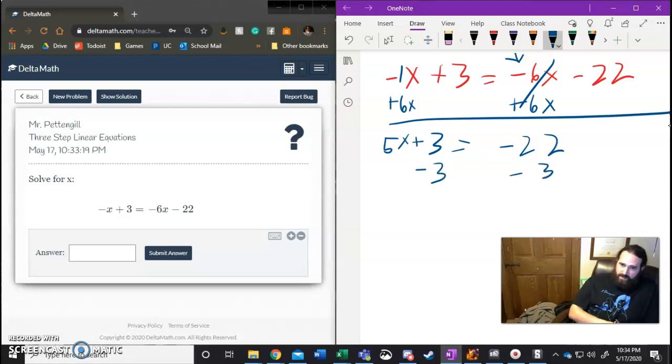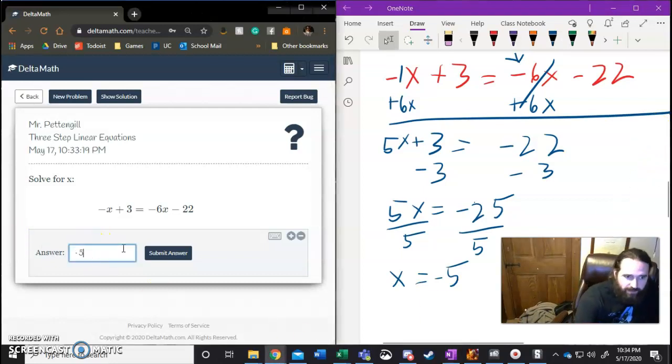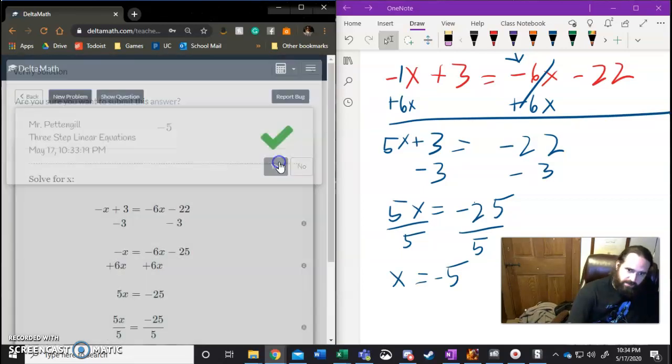Minus 3 on both sides. 5x equals a negative 25. Divide both sides by 5. You guys probably saw this a minute ago, but x equals negative 5. Done. I reach over, grab my controls, and I go negative 5. Oops, that's a decimal, not a negative. Negative 5. Submit. Yes, done.